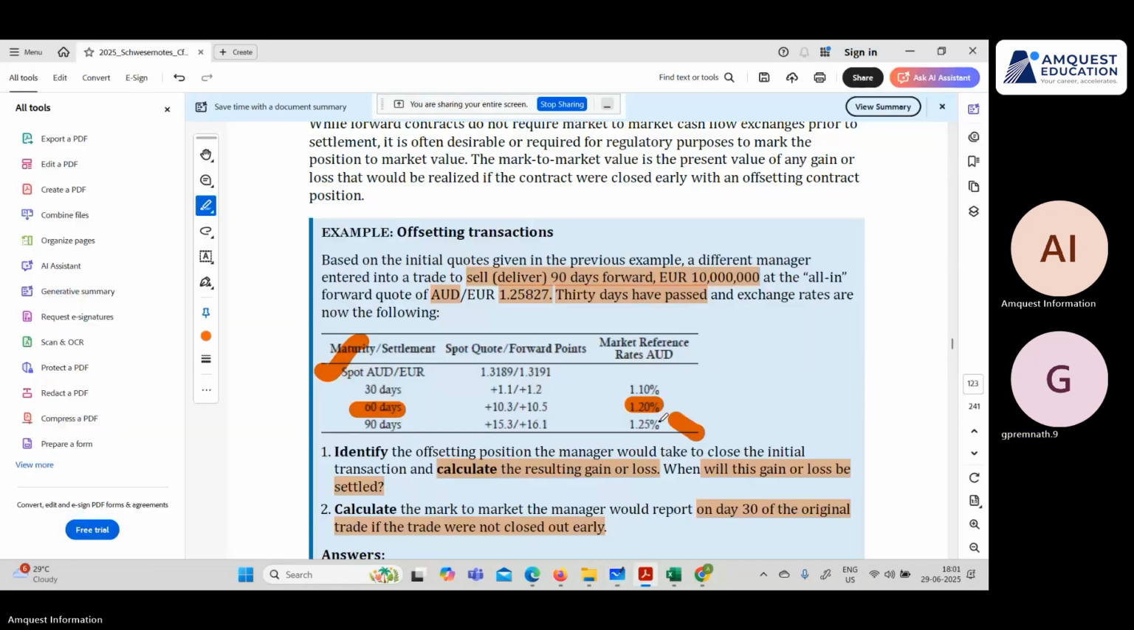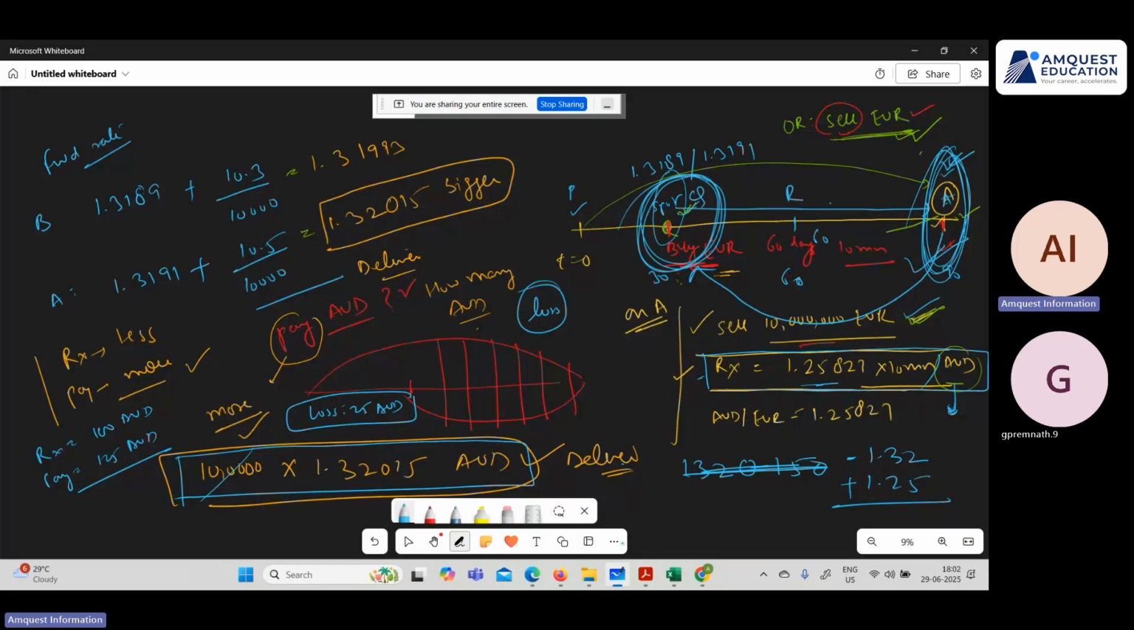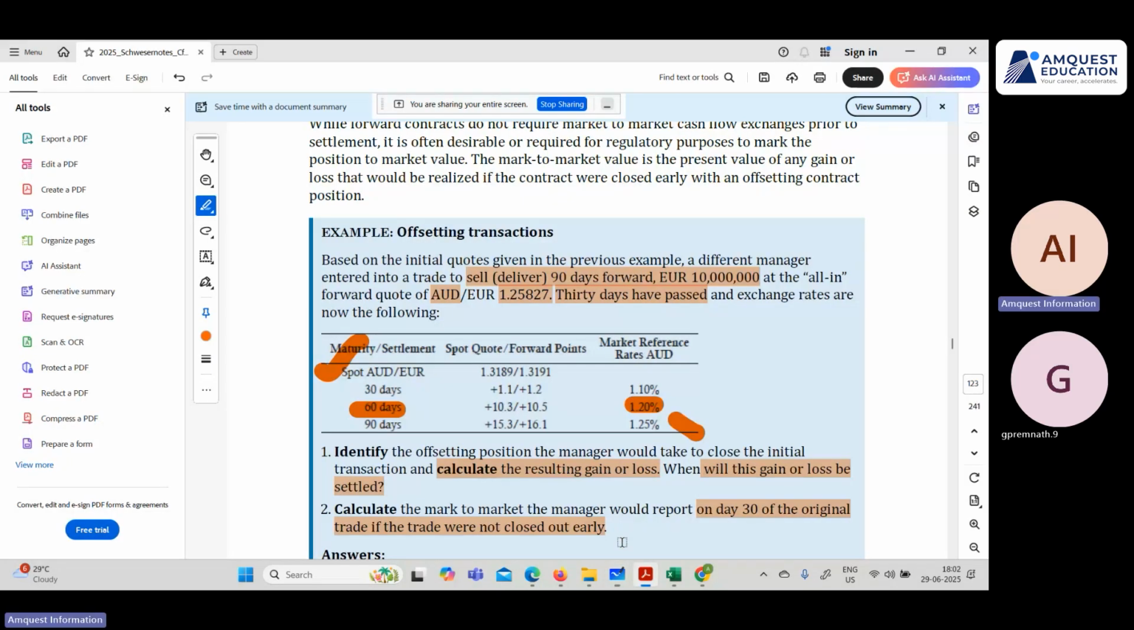The second question says, if the original trade were not closed out early, what does that show? It basically means that if you are not doing anything else, what is the value as of today? What they're trying to say is that you will not be closing any transaction before, but you will be closing the transaction on the contract maturity. But what will be the value that you're going to receive on the maturity in terms of the present times? Does it make sense?